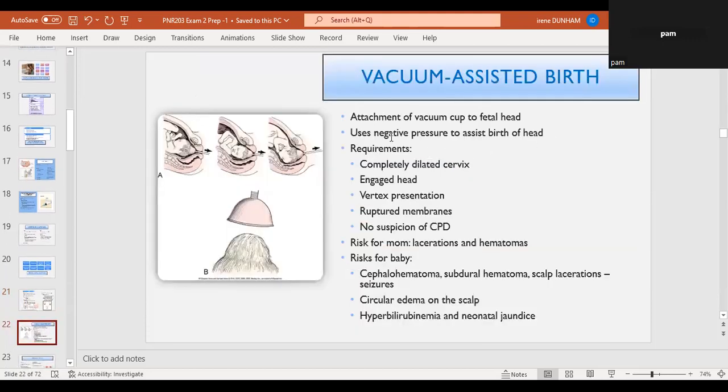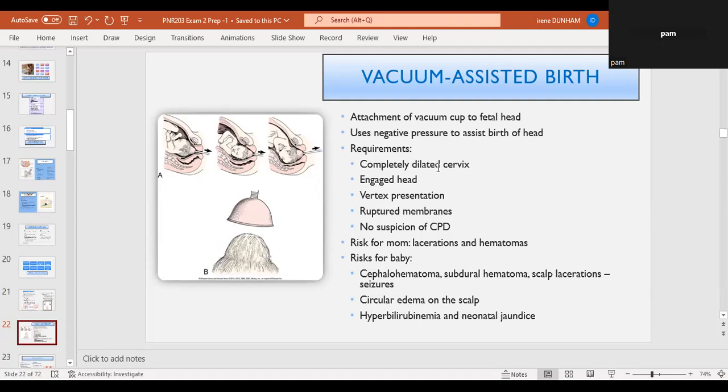Now, before, when we were talking about the labor process, I was also telling you about vacuum-assisted births. So here's a nice picture of a vacuum-assisted birth. What happens is, see the bone right here? Sometimes the head gets kind of stuck. She just can't push. If you had a patient who's been in labor a long time and now they're ready to push, they really get tired. After a few pushes, all of a sudden they get really, really tired. So we can do a vacuum extractor, and again, it's negative pressure to assist the birth of the head. What are the requirements?